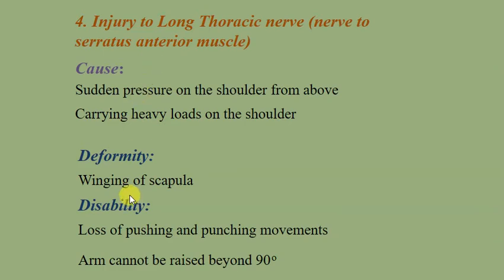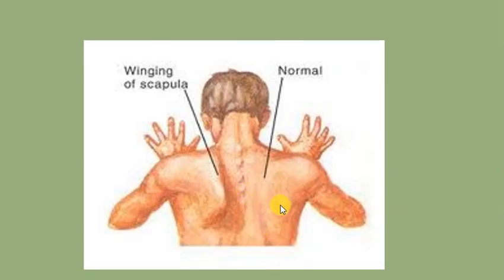Then what will be seen is what we call winging of the scapula. The scapula looks raised up, we call it winging of the scapula. Disability is loss of pushing and punching movement. The arm cannot be raised beyond 90 degrees. So winging of the scapula can be seen this way. This is a normal scapula, but this is a winged scapula. You see it looks elevated, but this is the normal scapula. You may not even see its boundaries well. So this is the winged scapula.